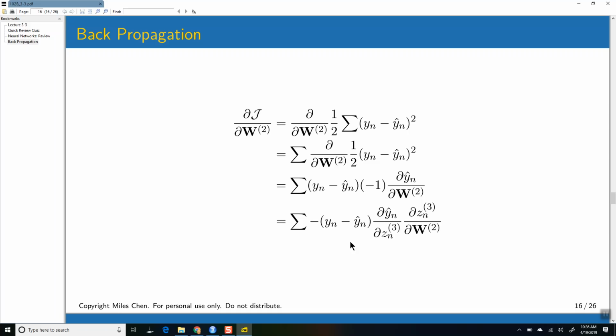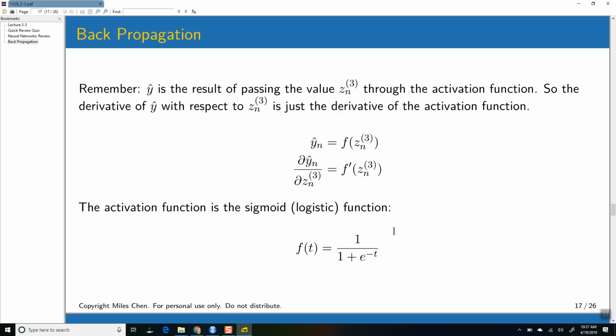So if we ask what is the gradient of y hat n with respect to our weight matrix, that can further be broken down, because if we look at what y hat is, it is the result of passing z sub n through our activation function f.